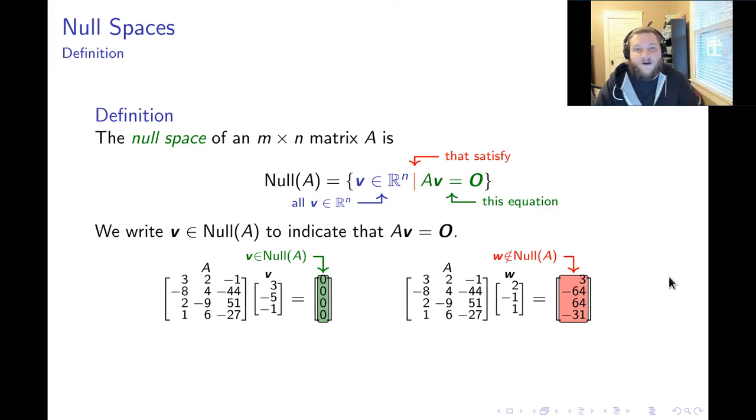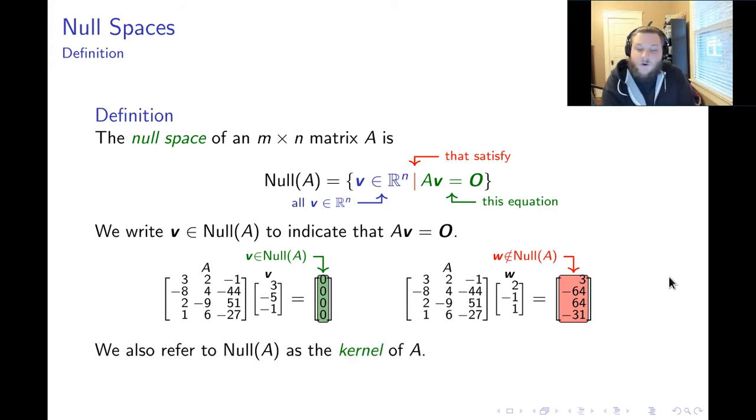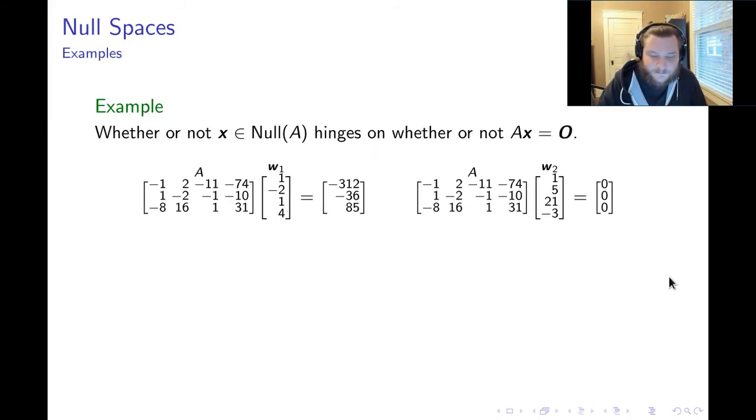It's also quite common to see the null space referred to as the kernel of a matrix. We'll use the terminology null space, but the terminology of kernel is out there.